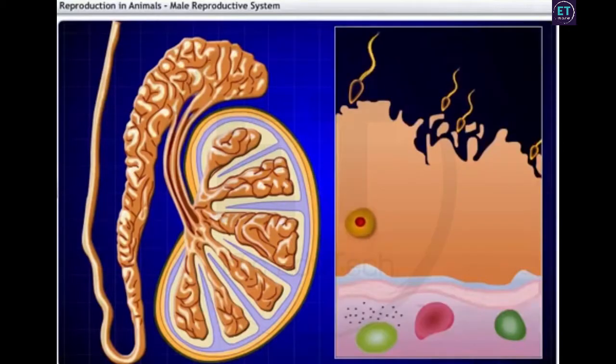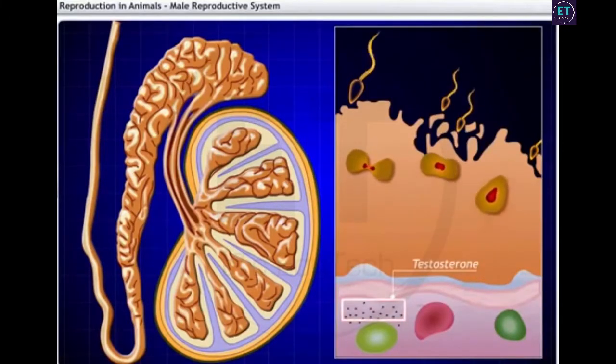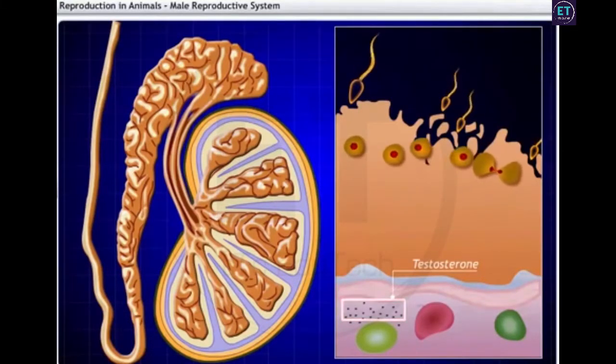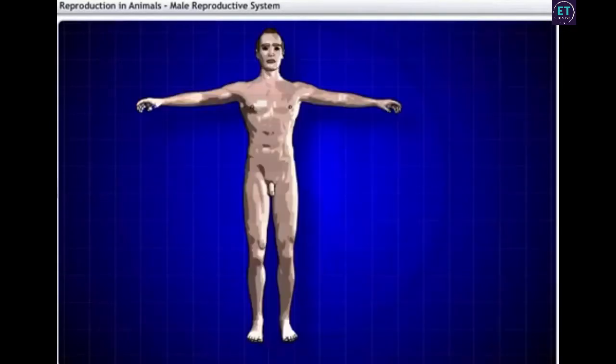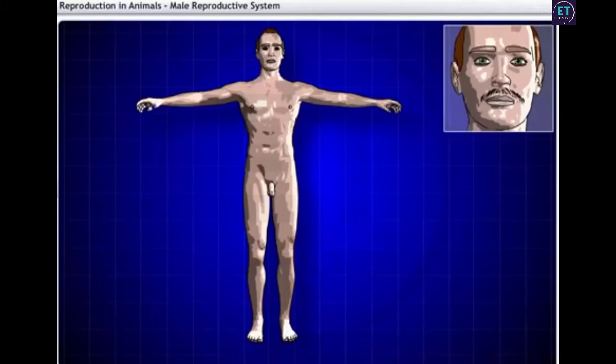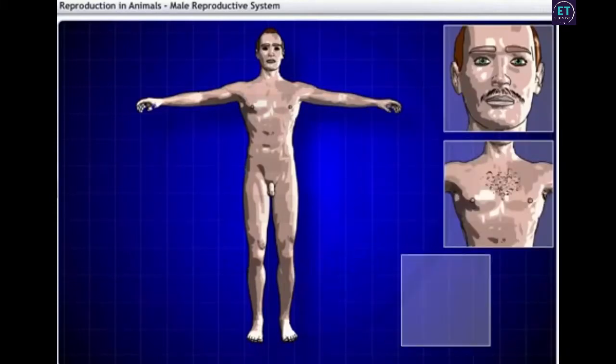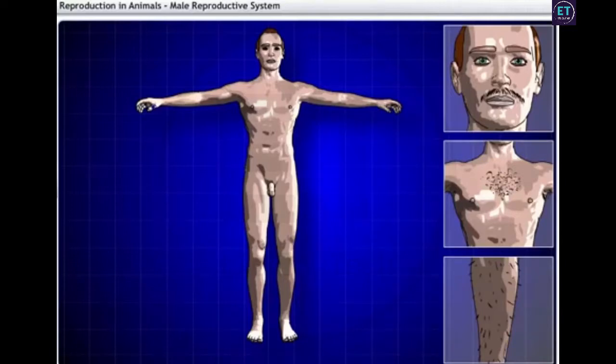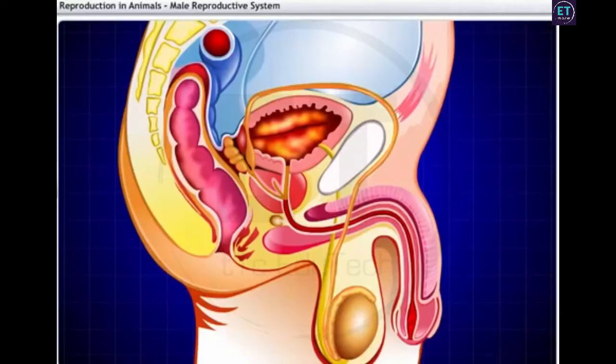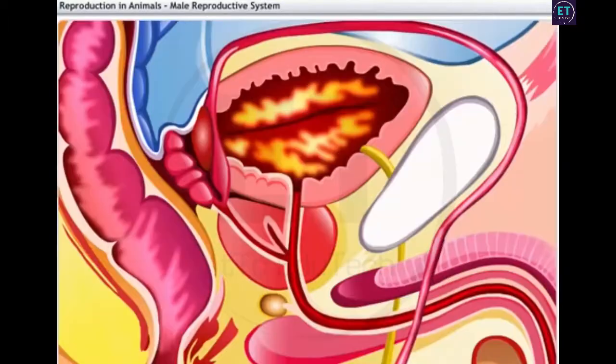After the sperms are formed, their development is regulated by the hormone testosterone. It not only regulates but also helps in the development of the secondary sexual characters, leading to puberty. The sperms use the help of the vas deferens, which joins another tube that emerges out of the urinary bladder.